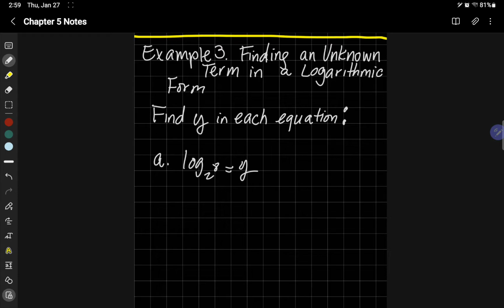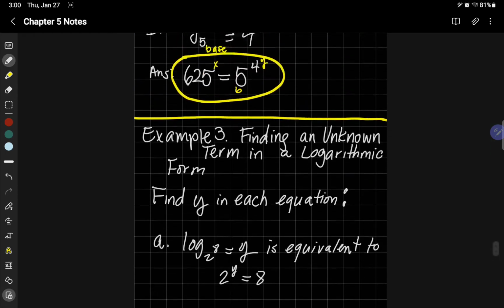This is where it's going to be interesting. I'm going to write exactly what I said in the book. So it says log base 2 of 8 equals y is equivalent to 2 to the y equals 8. That's the base plus the y. Let's see here.